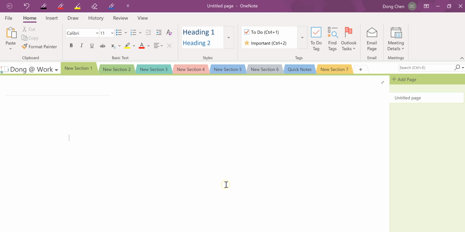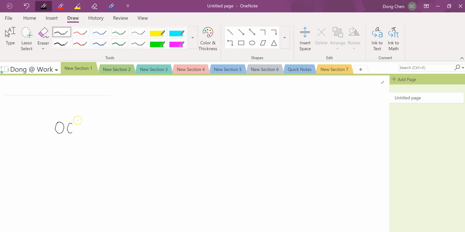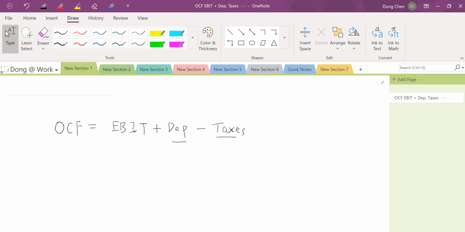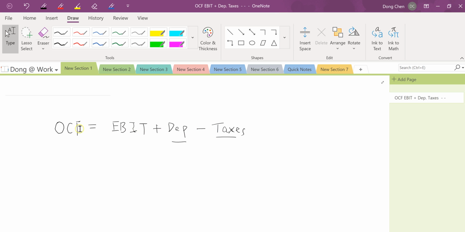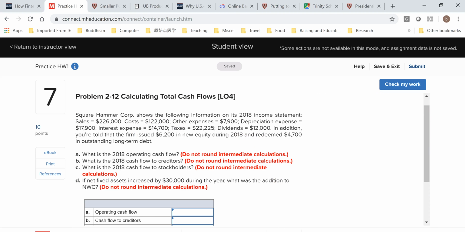So we know that the formula to get operating cash flow, OCF, equals, we start from EBIT, and then we add back depreciation, and then we deduct taxes. Depreciation and taxes, if we go back to the setup, are provided. Depreciation is right here, and taxes right here. So in order to figure out OCF, we need to figure out EBIT. So then we need to construct the income statement.